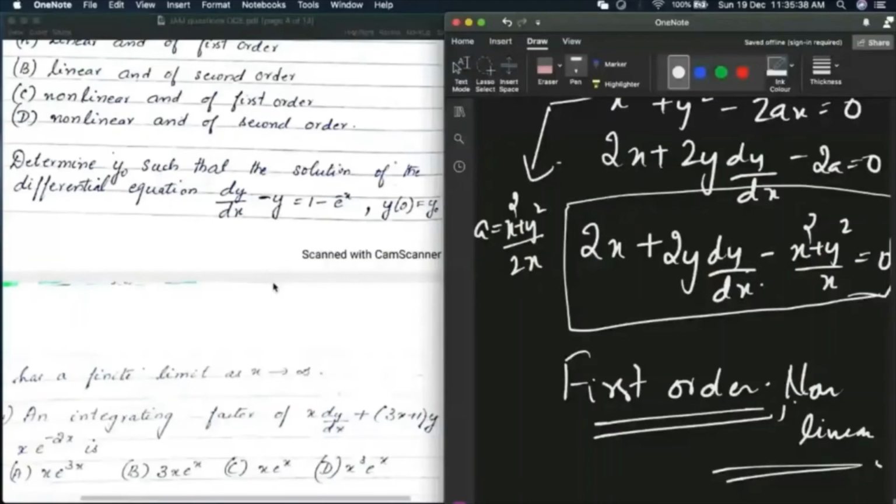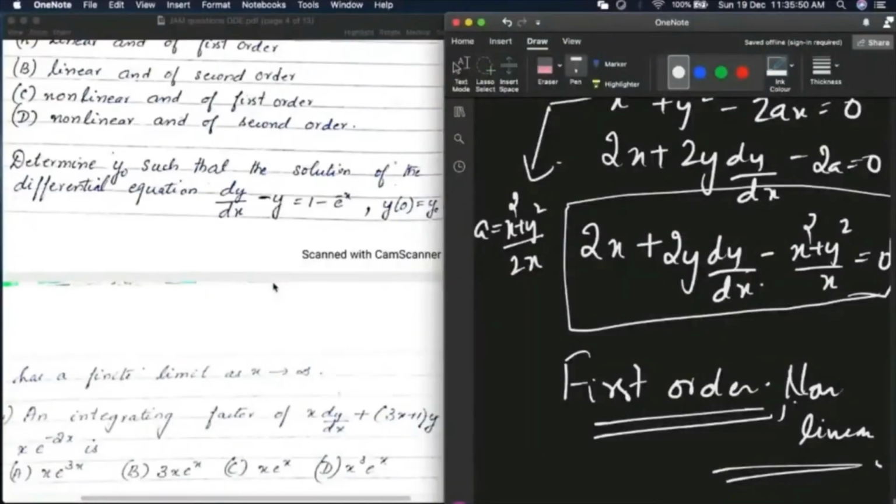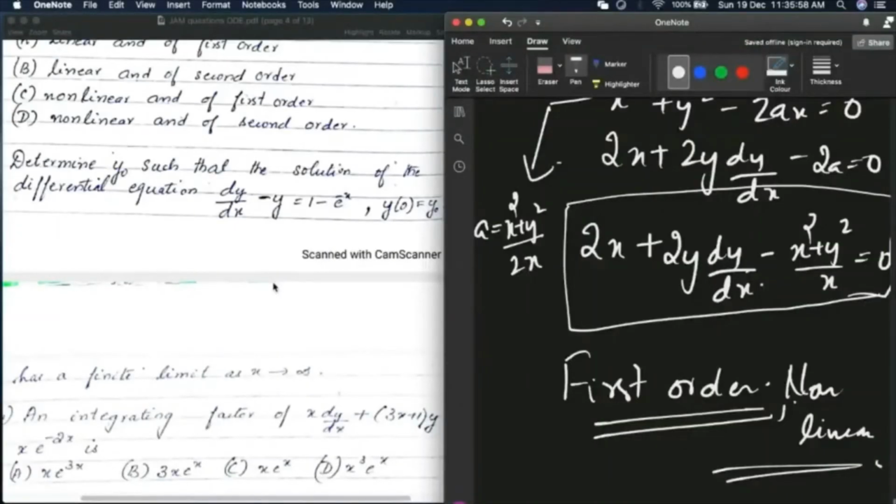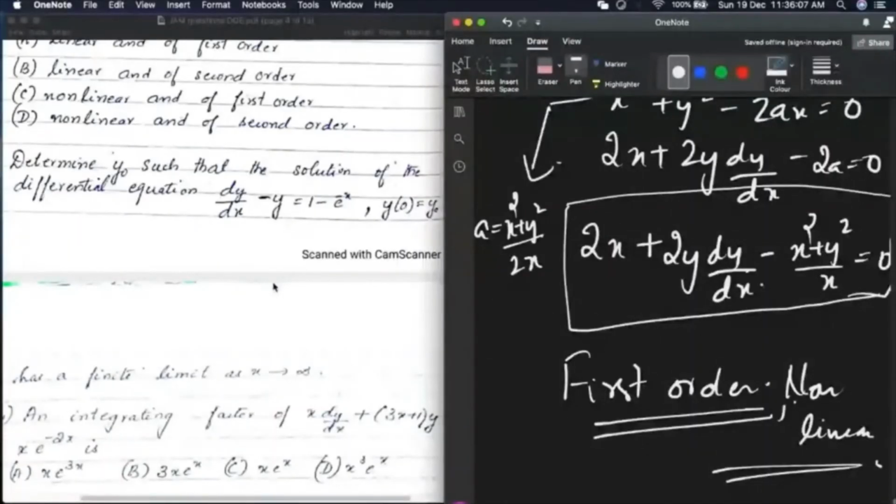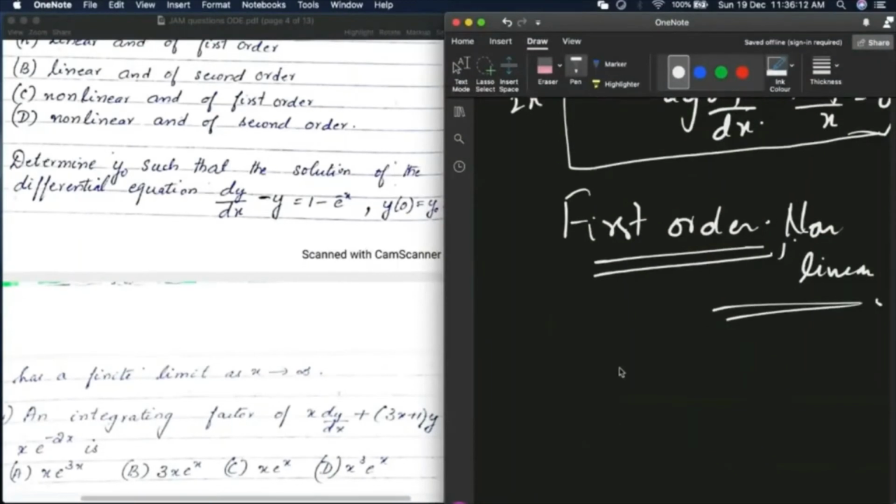This is your numerical, I think. You have to find y naught, right? dy by dx minus y is equal to 1 minus e raised to minus x. It's a linear differential equation. Straight away, it's given in the form dy by dx plus py is equal to q. So this is a numerical type problem wherein you have to find the limiting case as x tends to infinity. So you have to find the solution. Solution is easy because it's directly given. Once it is exact or linear or variable separable, those are the three types which have a direct formula to solve and get the equation.